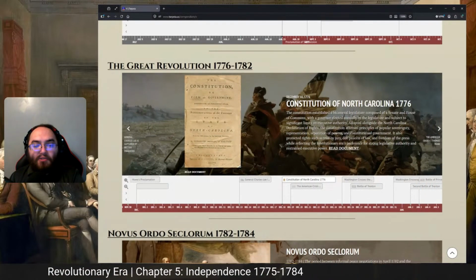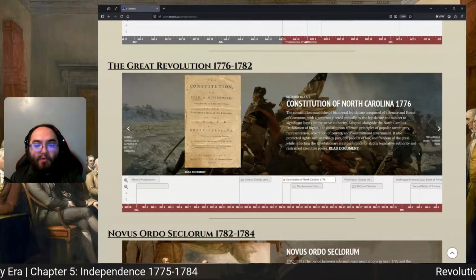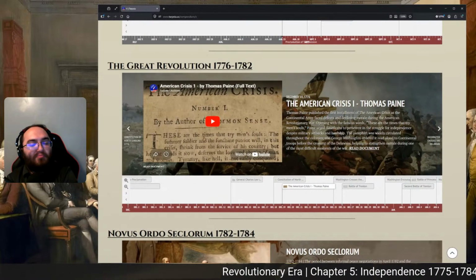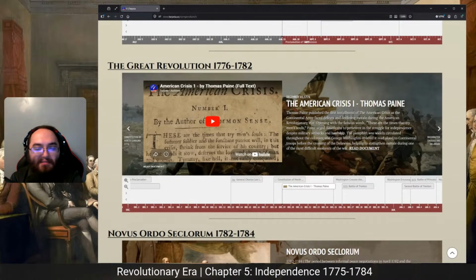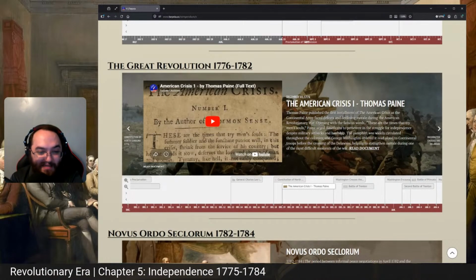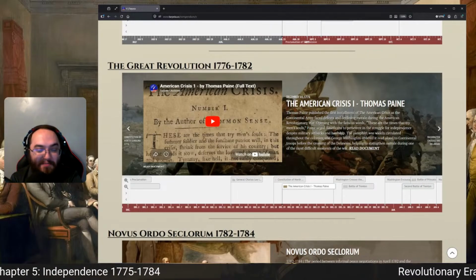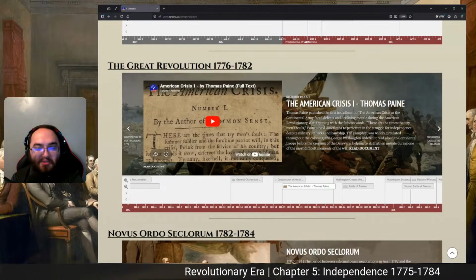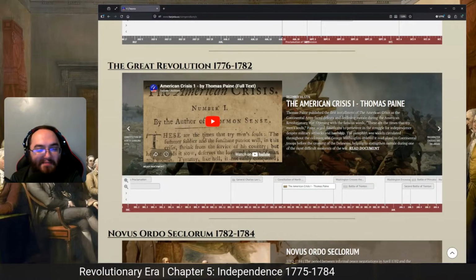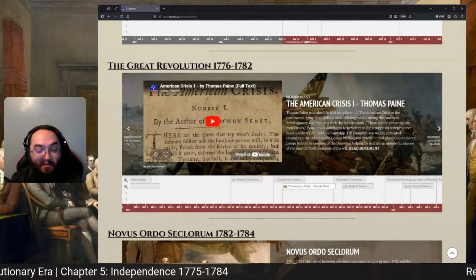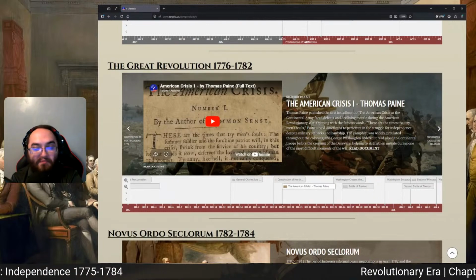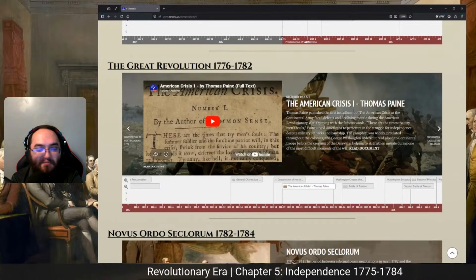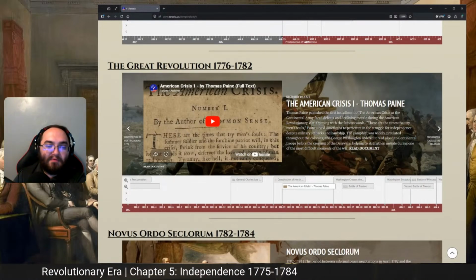And then you have the Constitution of North Carolina. Now you have a very important and famous primary source. This is Thomas Paine's The American Crisis. And number one, there's a bunch of these. This one opens up with the famous words, "These are the times that try men's souls." That's just an amazing line in itself, but the rest of the paper is pretty impressive. And then here's a video of me reading the entire American Crisis, number one.